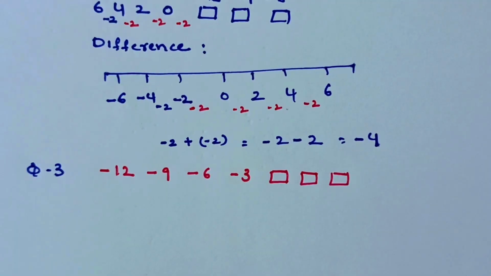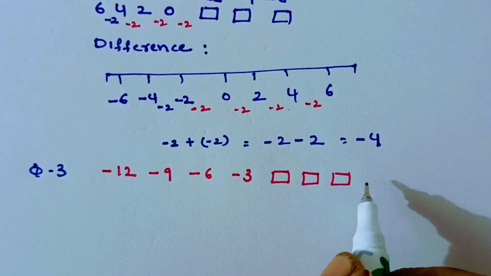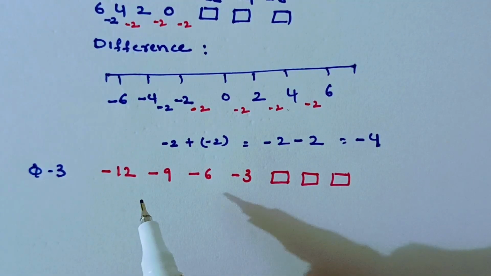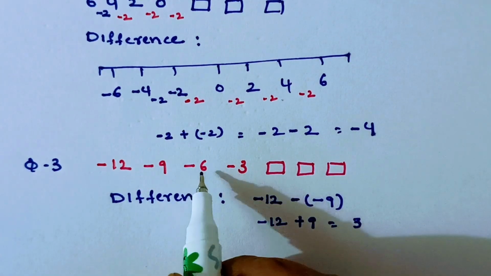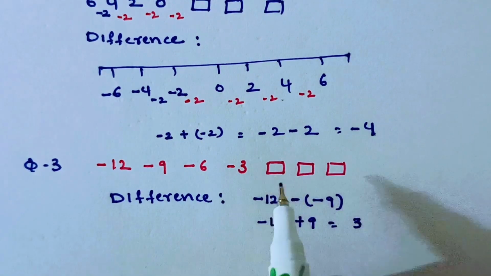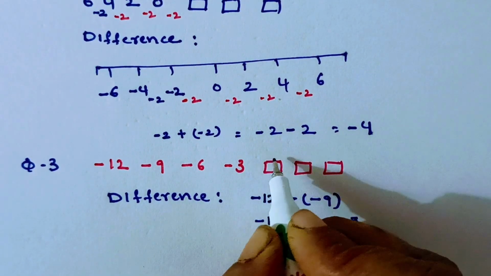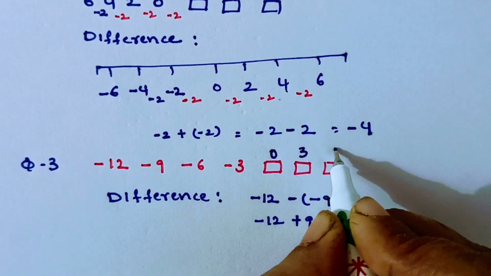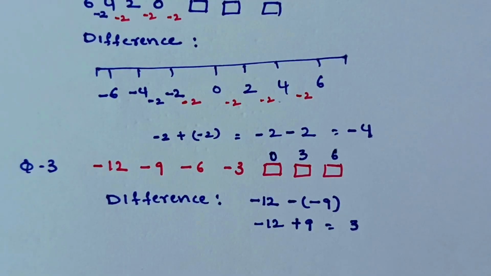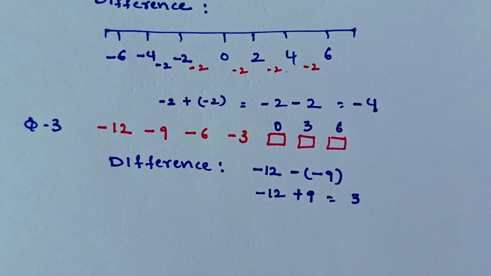Okay. Next problem: minus 12, minus 9, minus 6, minus 3, three blanks. Here see the difference first. Minus 12 to minus 9 is a difference of 3. Minus 9 to minus 6 is 3. Minus 6 to minus 3 is 3. Next, minus 3 plus 3 is 0, and 0 plus 3 is 3, 3 plus 3 is 6. So the answer is 0, 3, 6. Before filling the boxes, always identify the common difference.